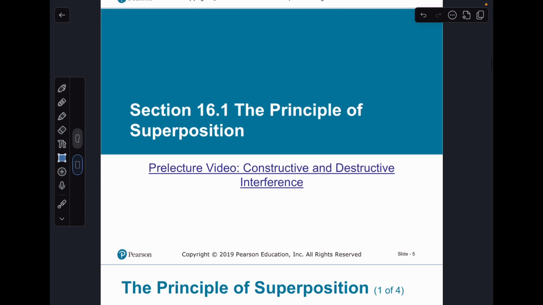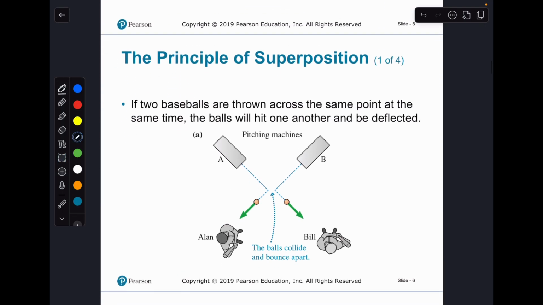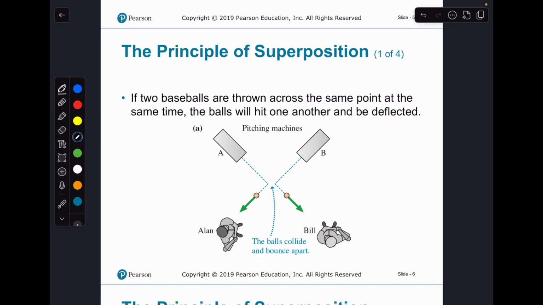So let's talk about the principle of superposition. You might recall it from Physics 1, where we used that principle to add vectors together. Let's think physically first, in a very straightforward application, about what happens when two objects are present at the same time.